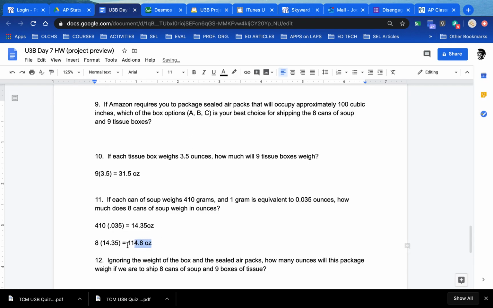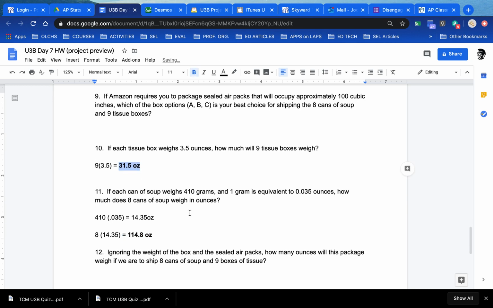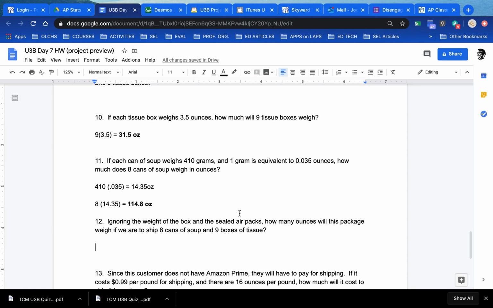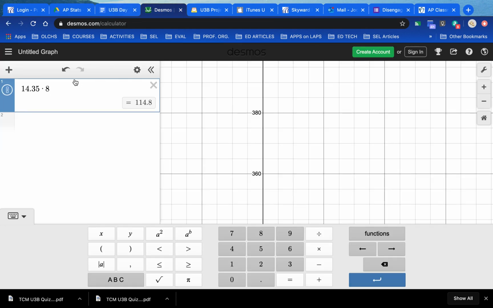So we have this number and this number, and it's saying how many ounces are we shipping. Well, how many ounces you're shipping, we're ignoring the cardboard weight and the sealed air pack weight. 31.5 plus 114.8 is going to equal 146.3 ounces. Let me double check that. 31.5 plus 114.8. Yeah, 146.3.